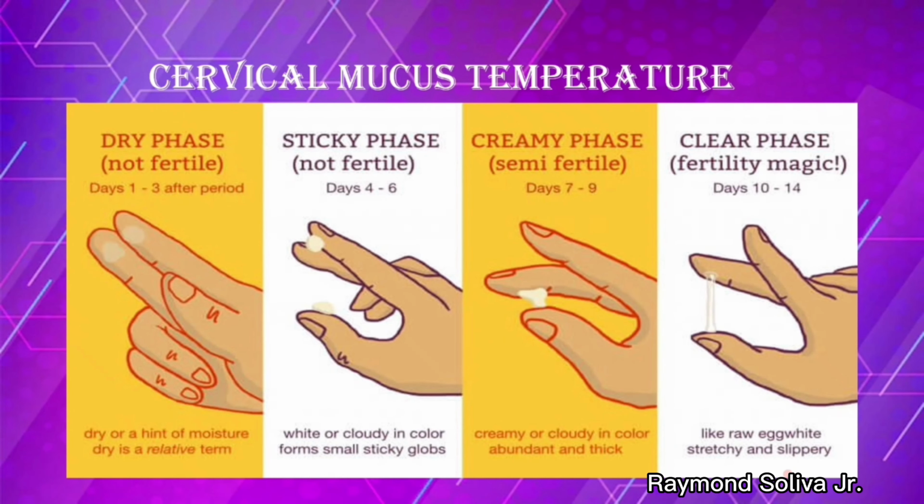If your mucus is dry, it means that you are not fertile. Kadalasan ito makikita kapag day 1 up to day 3 after the period. Next is if the mucus is sticky paste, ibig sabihin is not fertile pa rin. Makikita ito kapag day 4 to day 6. Kapag sticky paste naman, it is white or cloudy in color, forms small sticky clouds. Next is kapag ang mucus ay creamy paste, ito na yung semi-fertile. Kadalasan itong day 7 up to day 9. This is creamy or cloudy in color, abundant and thick.